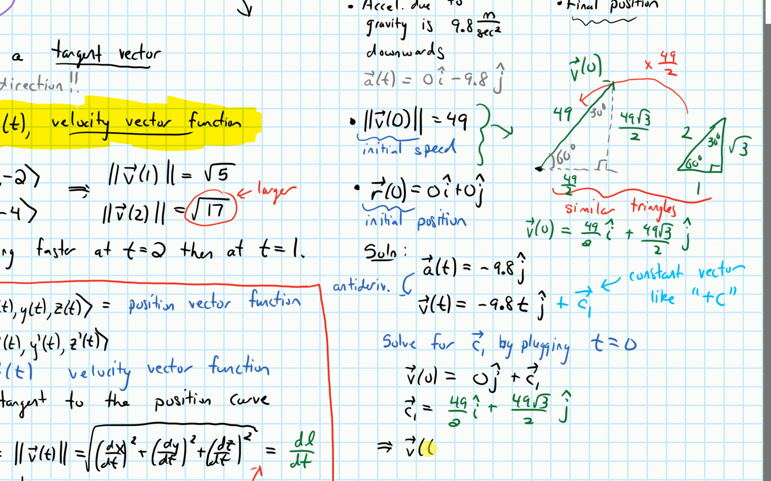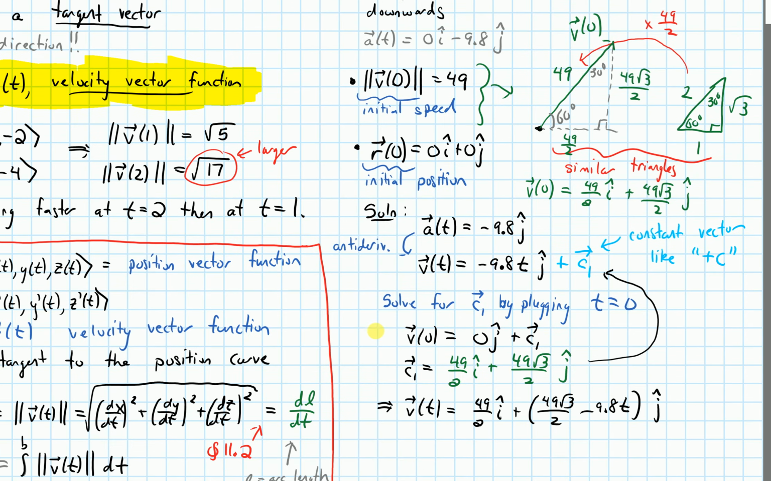All right, so now we can plug this into our velocity function. So our velocity function v of t is equal to, if I plug c1 in here, 49 over 2 i hat. And then for the j hat term, plus 49 root 3 over 2 minus 9.8t j hat. So I'm combining the like terms, both of these that have a j hat, and I'm factoring the j hat out. All right, so we got a velocity function now.